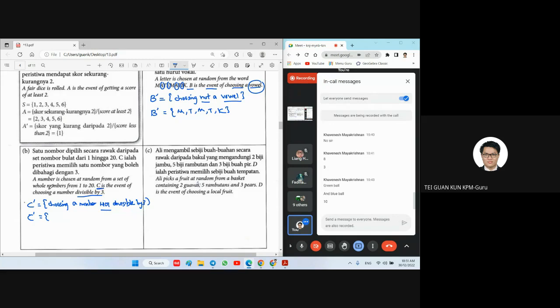So the set, the numbers is from 1 to 10. So the sample space is what? Sample space is 1, 2, 3, 4, 5, 6, 7, 8, 9, 10, 11, 12, 13, 14, 15, 16, 17, 18, 19, 20. So this is the sample space. Sample space: 1, 2, 4, 5, 7, 8, 10, 11, 13.